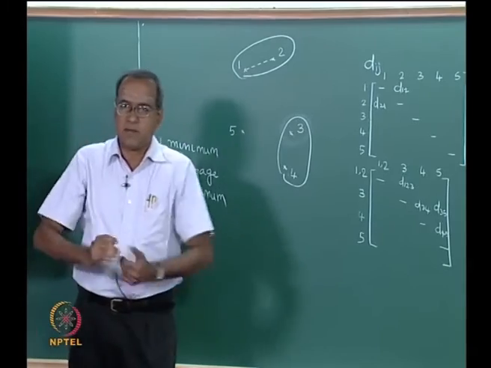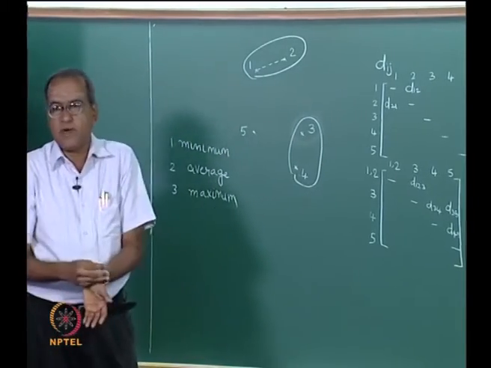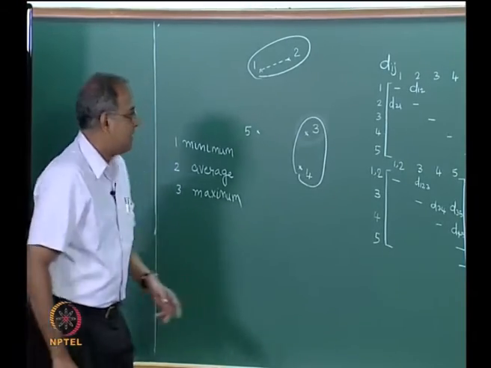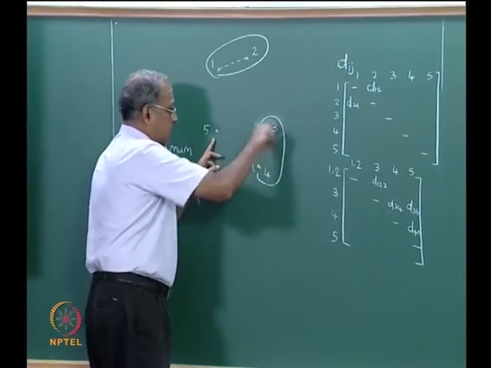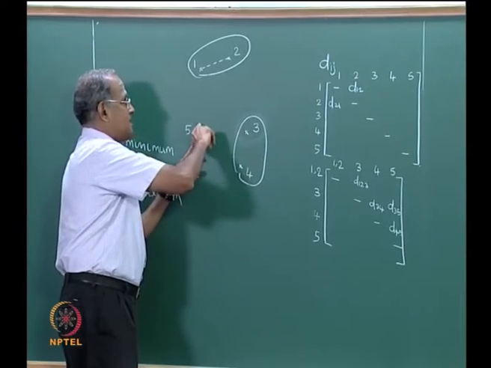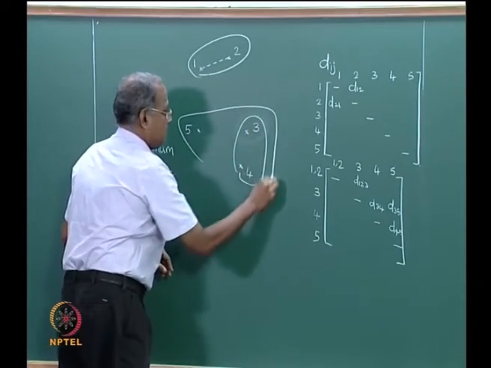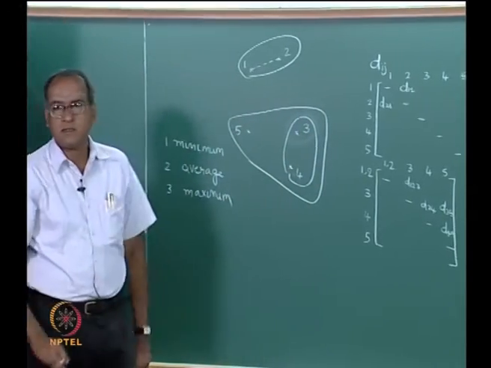So, we have a 3 by 3 matrix and then a 2 by 2 matrix and all of them together. So, when we do the next iteration, it is quite likely that this will be the smallest distance, 5 to 3 versus 5 to 1, 5 to 2. So, the next group will comprise of this and the other one.